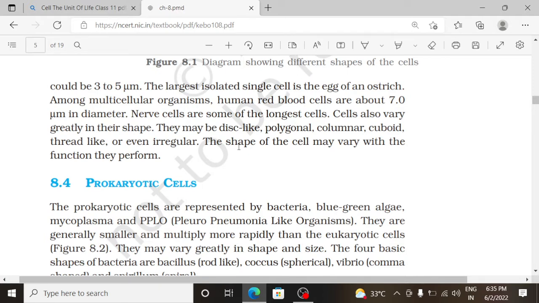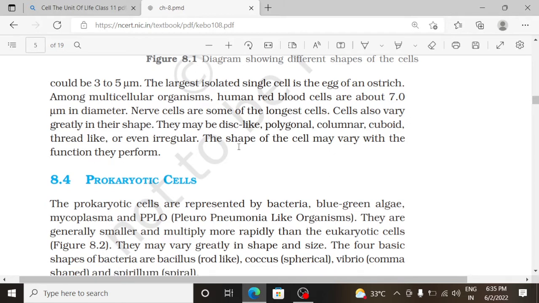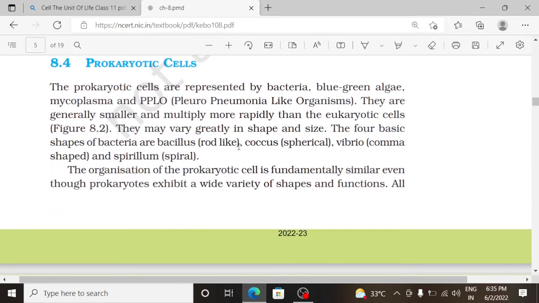Cells also vary greatly in their shape. They may be disc-like, polygonal, columnar, cuboid, thread-like, or even irregular. The shape of the cell may vary with function they perform. Prokaryotic cells. Prokaryotic cells are represented by bacteria, blue-green algae, mycoplasma, and PPLO, pleuropneumonia-like organisms.